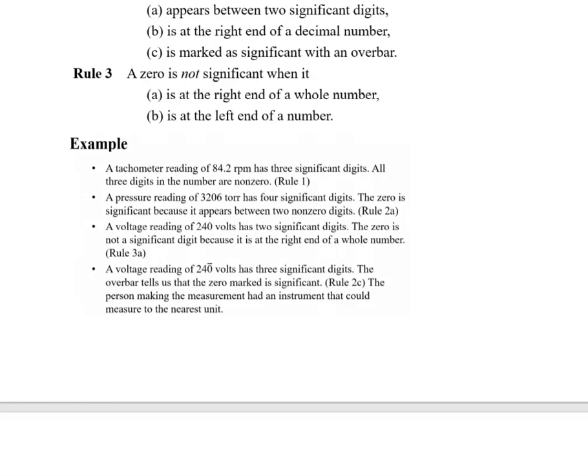A voltage reading of 240 volts has 2 significant digits. The 0 is not a significant digit because it is at the right end of the whole number. So the 2 and the 4 count. The 0 is at the right end, so it does not count. A voltage reading of 240 with a line drawn over the 0 has 3 significant digits. The overbar tells us that the 0 marked is significant. The person making the measurement had an instrument that can measure to the nearest unit.